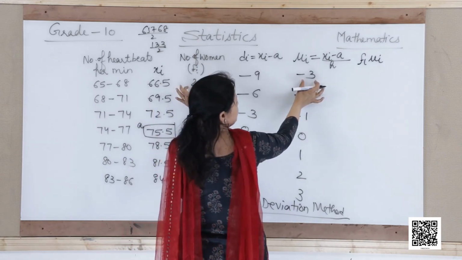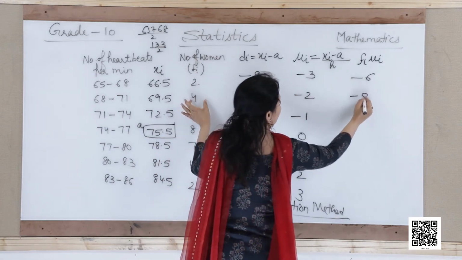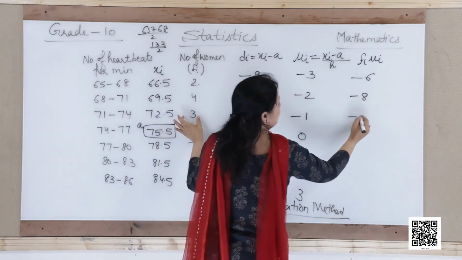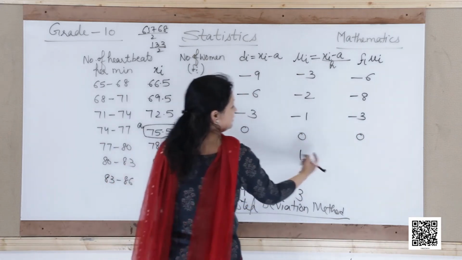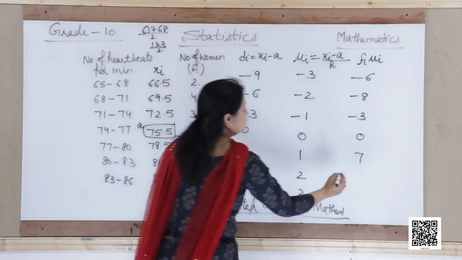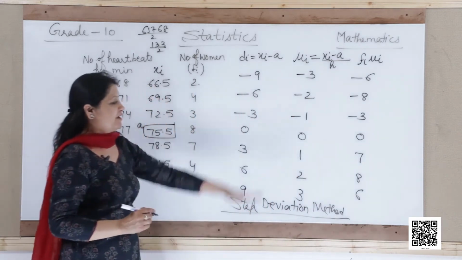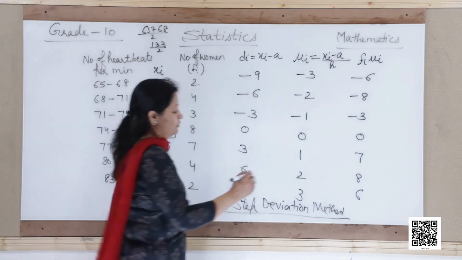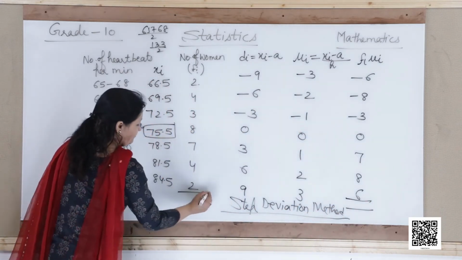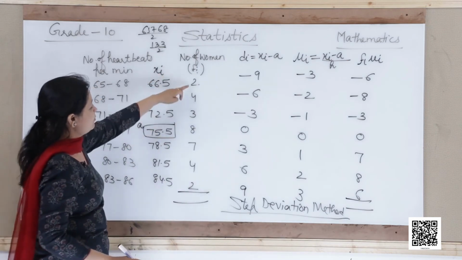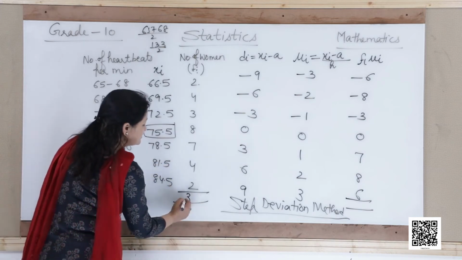2 multiplied by minus 3, minus 6, 4 multiplied by minus 2, minus 8, 3 multiplied by minus 1, minus 3, 8 multiplied by 0 is 0, 7 multiplied by 1 is 7, 4 into 2 is 8, and 2 into 3 is 6. So we have got fi into ui. Now adding fi into ui and your fi. Fi is 2 plus 4, 6 and 3, 9 and 8, 17 and 7, 24, 28 and this 30.